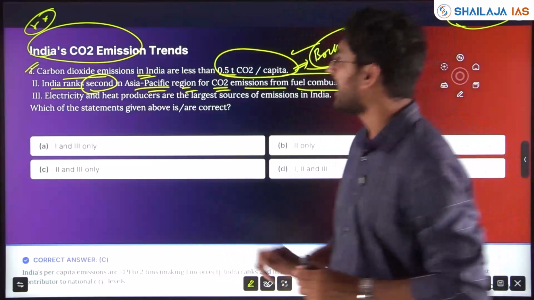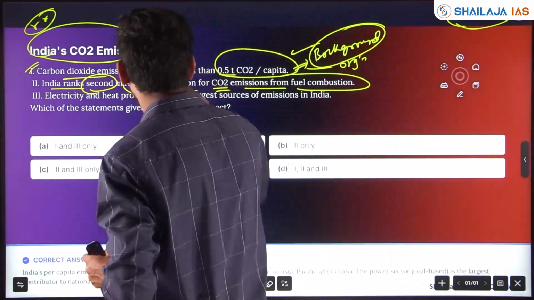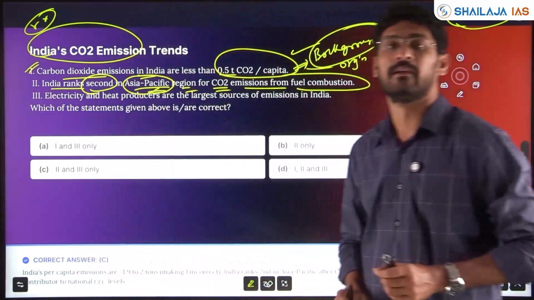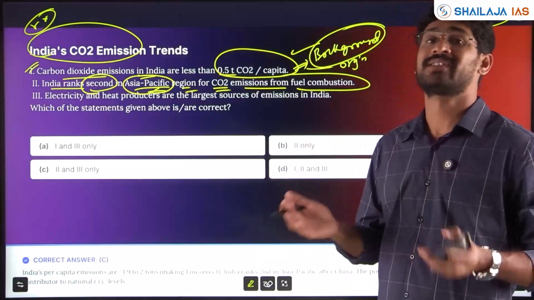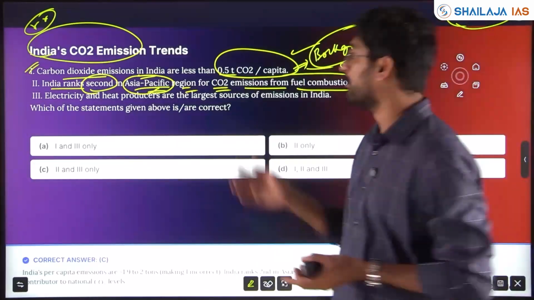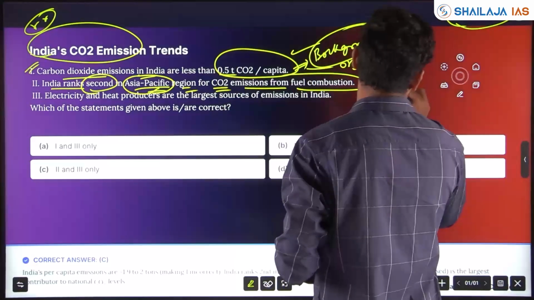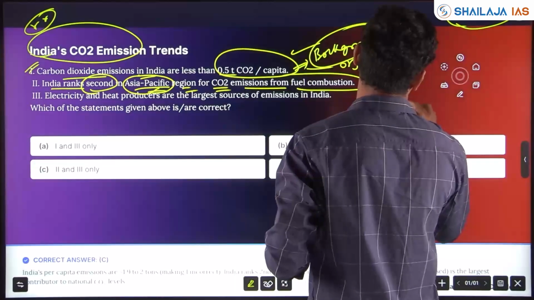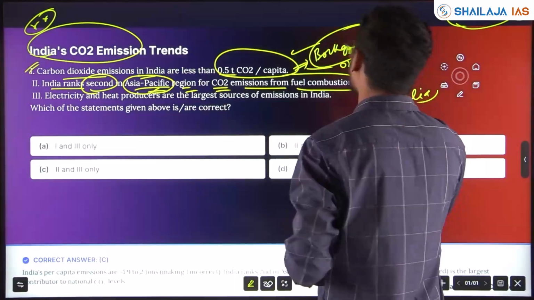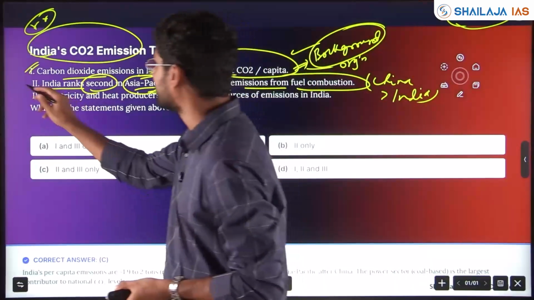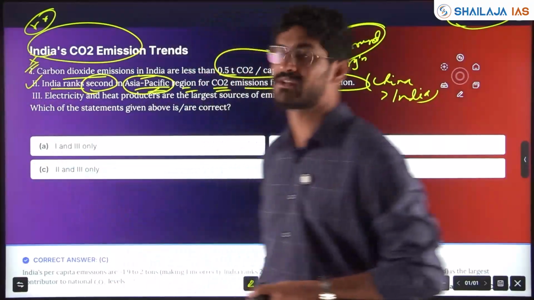India ranks second in Asia Pacific region for CO2 emissions from fuel combustion. See, India ranks second in Asia Pacific region. If you see globally, USA and China stand in the top two. But in Asia Pacific region, which are the major economies? China, then India itself. So we know India ranks second. This statement is wrong, the first statement.